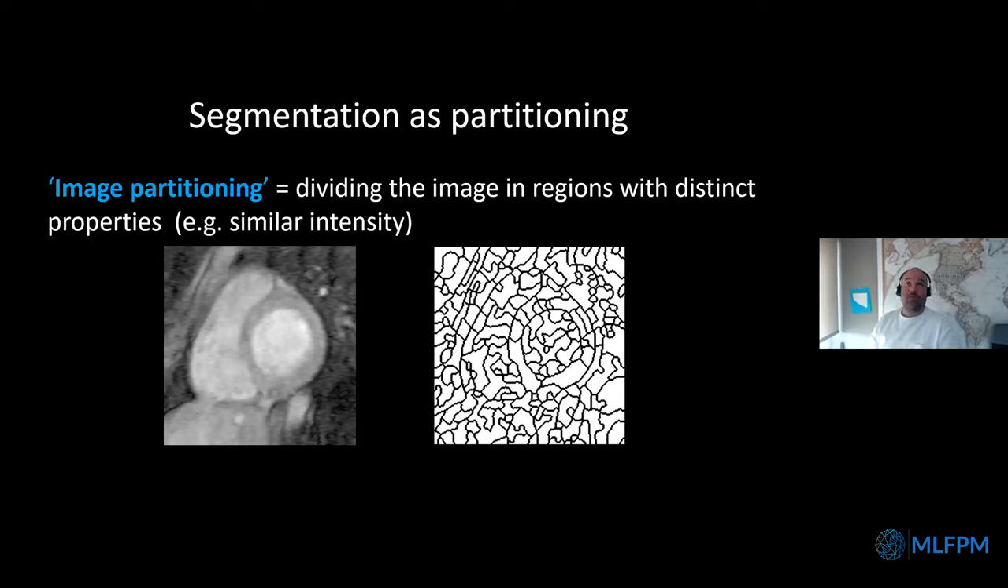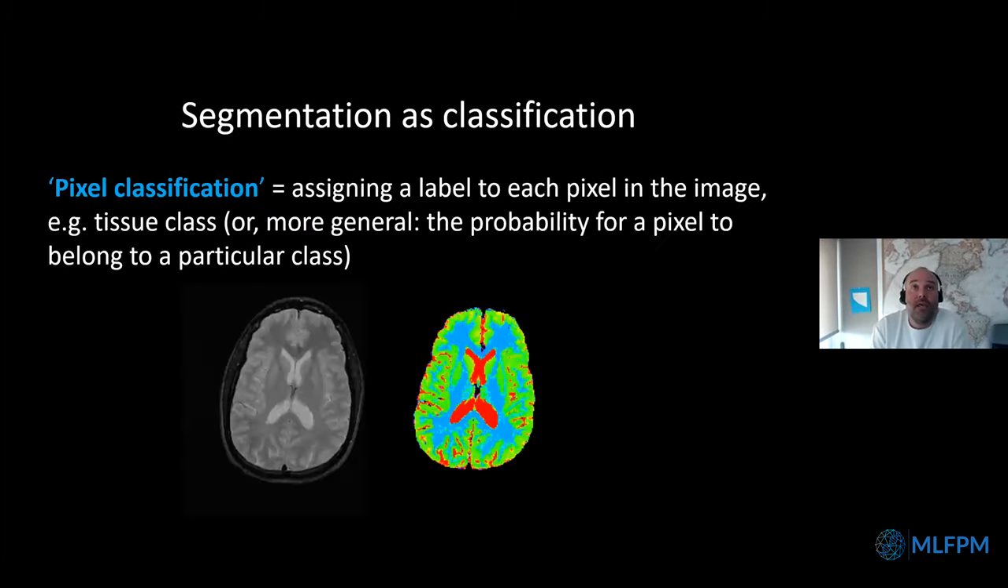Segmentation can also be done by partitioning, where you take the image as a whole, and you're trying to define neighborhoods by looking at, for example, similar intensity values. This is a very naive segmentation, as you can see here. But that's the idea. I'm just trying to group pixels together into coherent regions. And the most promising way of segmentation is segmentation by classification. Here you're going to try to classify a pixel. So an image is a lot of pixels, a lot of voxels.